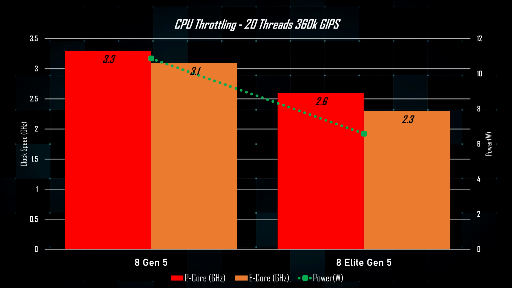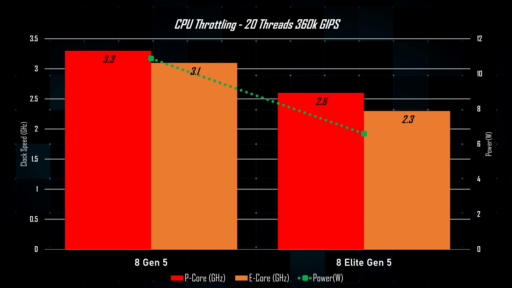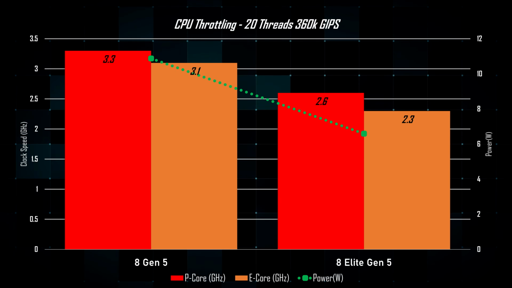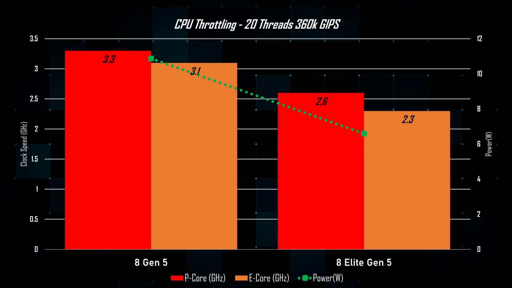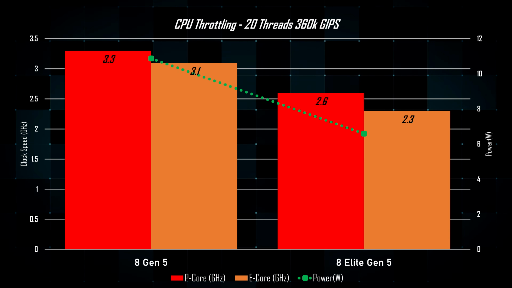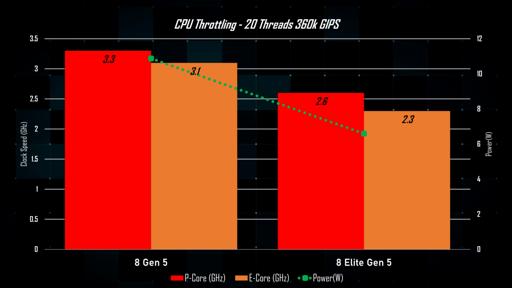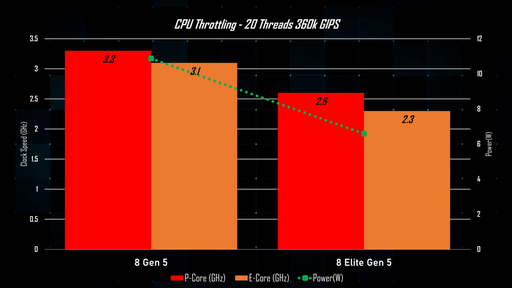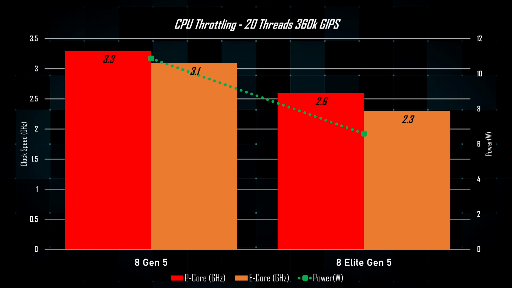Meanwhile, the 8 Elite Gen 5 was running its P cores at just around 2.6 GHz with some peaks up to 3.6 GHz, and the efficiency cores at 2.3 GHz, all in all consuming a much lower 7.1 watts. So in this 100% CPU load scenario, the 8 Elite Gen 5 appears to be a lot more efficient. But again, take this with a grain of salt as both systems are using different clock speeds.